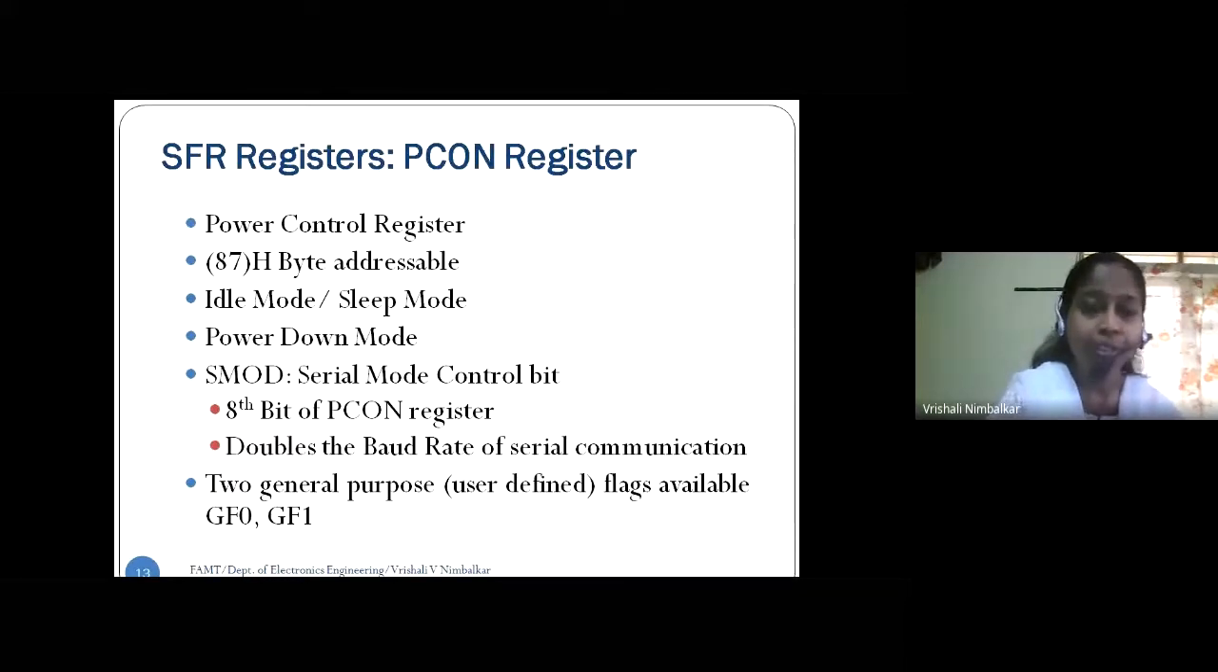Correct? Now, how do we control power? It is by keeping the microcontroller in idle or sleep mode, or keeping the microcontroller in power down mode. Right? So these are the two modes which will reduce the power dissipation. What is the first one? Idle mode or sleep mode. And the second one is power down mode. Now, what is meant by this?